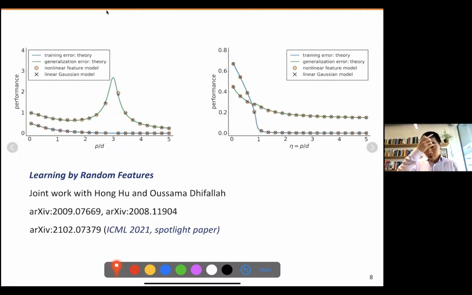And this is so-called learning by random features. This is joint work with my students, Honghu and Osama Bifala. And here are some of the references.